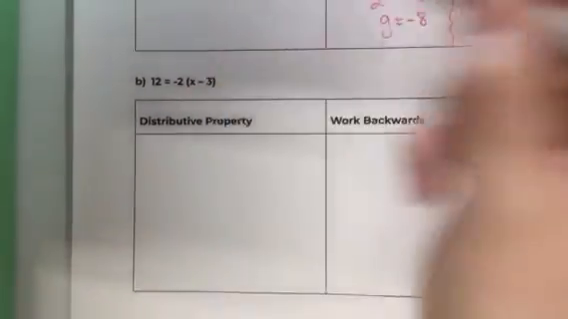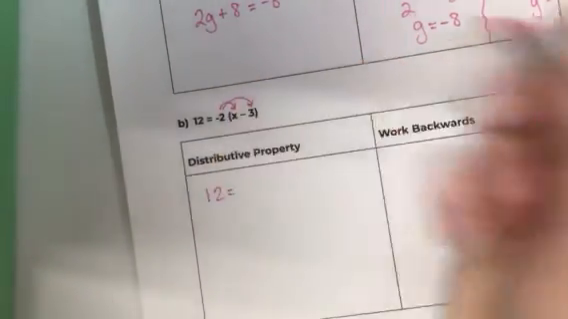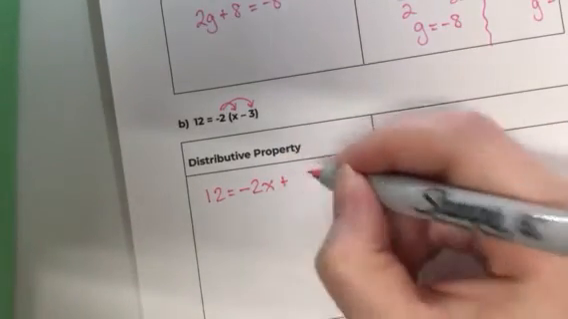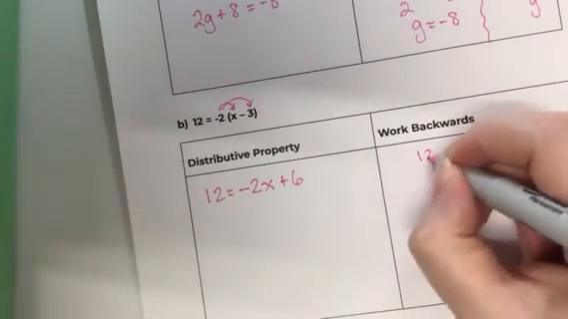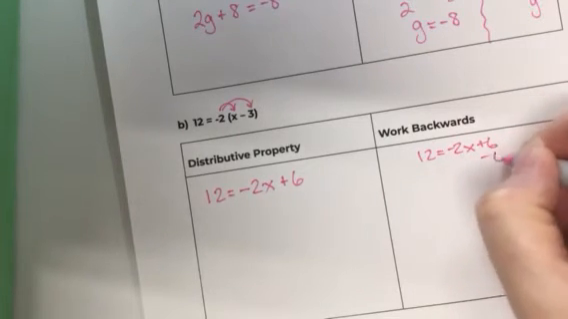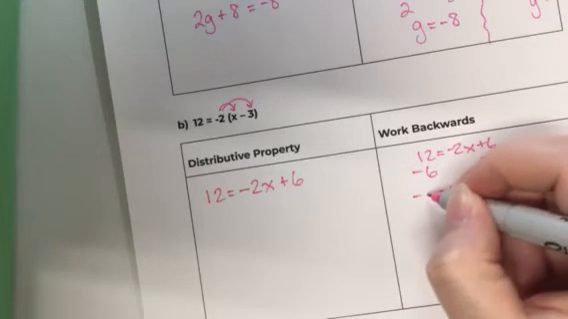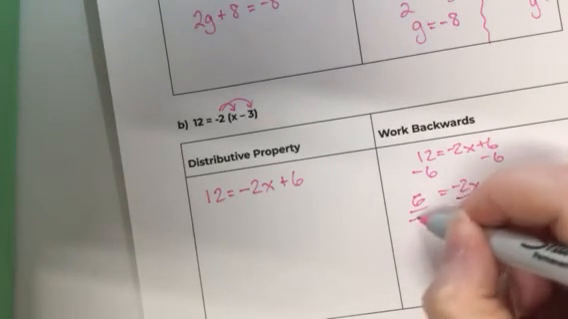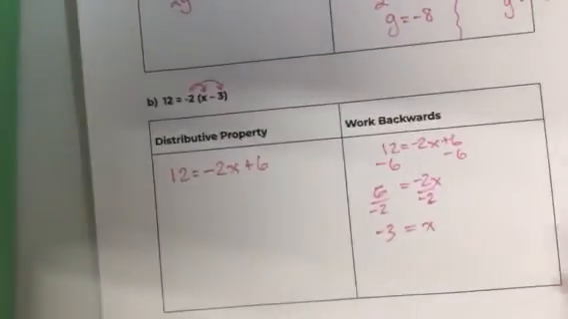Okay, and then with the distributive property, we're going to multiply that negative 2 in. We're going to end up with 2 negative x's and a positive 6. And then we would work backwards. Minus 6 from both sides. We'd end up with a positive 6. Divide by negative 2. We end up with a positive x is equal to negative 3.